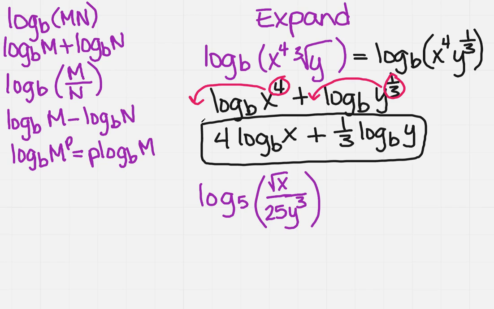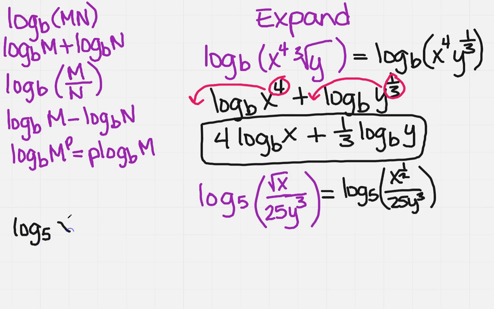Welcome back. Remember, the first thing we want to do, just like what I did in the previous one, is create exponents. So this would be log base 5 of x to the 1/2 over 25y cubed. Now, it's a division, so that means it's going to be subtraction. I'm afraid I'm going to run out of room, so I'm going to come a little farther on the left this time. So this is going to be log base 5 of x to the 1/2 minus log base 5 of 25y cubed. Okay, so we've done that.